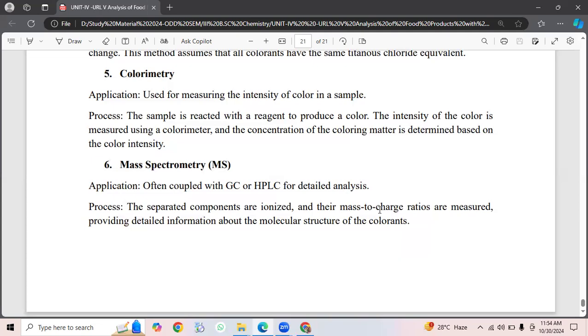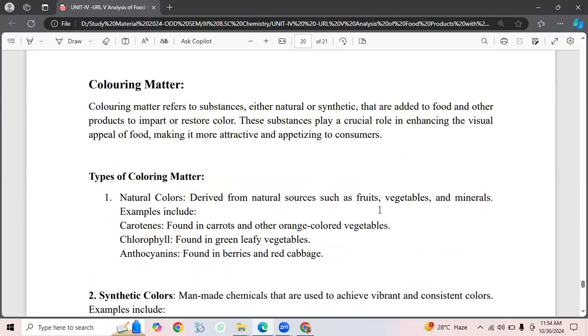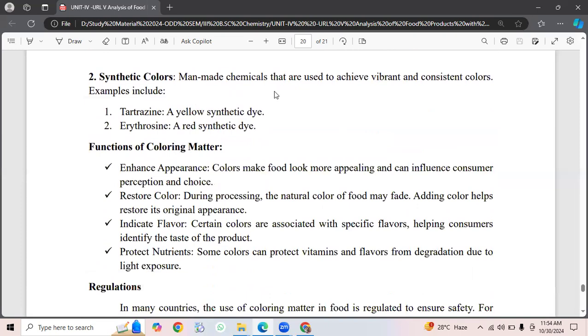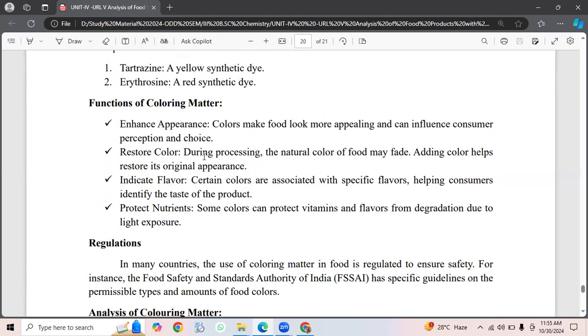So today we have seen what is coloring matter. It is nothing but something to attract the consumers, to enhance the visual appeal of the food. That is coloring. Types of coloring: natural and synthetic. Natural means we can color from natural vegetables and fruits. Synthetic is a man-made product, where chemical dyes are used for the synthetic colors. The third topic we have seen is the functions of color. What are the functions of coloring?